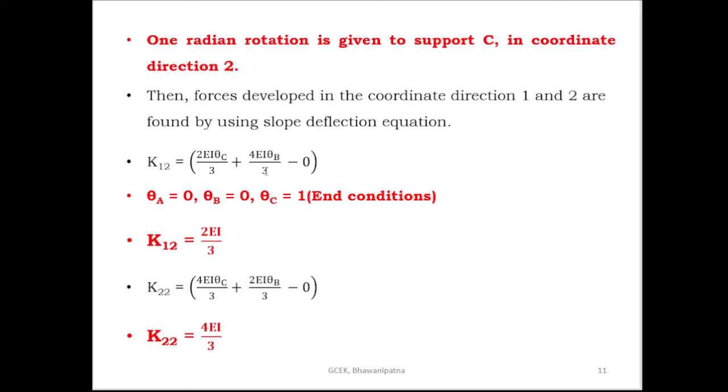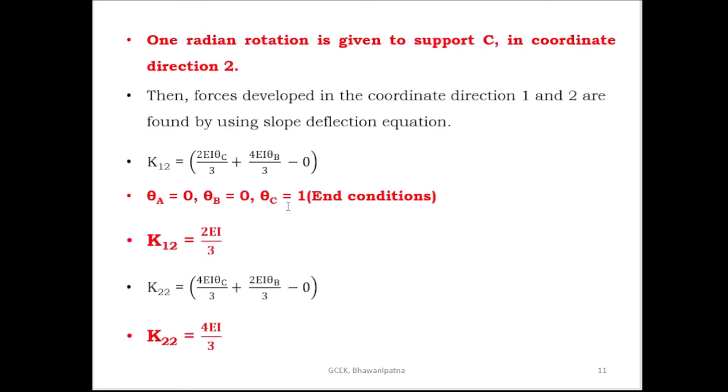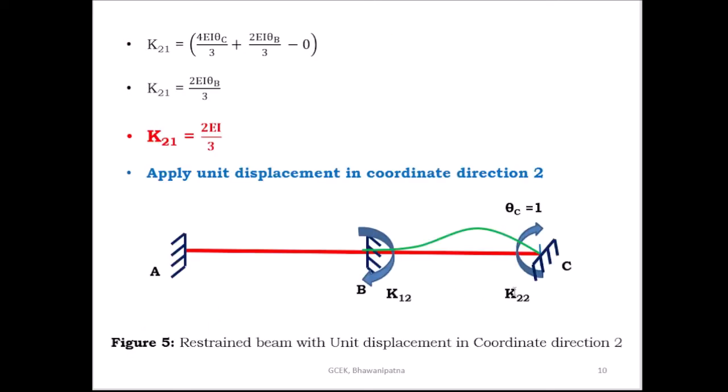4EI theta B by 3 plus 2EI theta C by 3. Then the end conditions here: theta A is equal to 0, theta B is equal to 0 and theta C is equal to 1. So put the end conditions in this expression, then K12 is equal to 2EI by 3. Similarly, find out the K22.